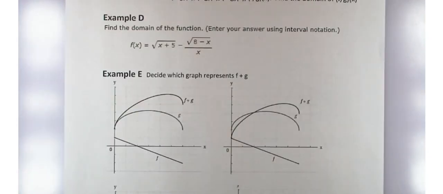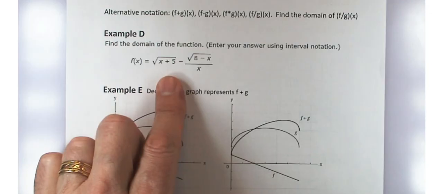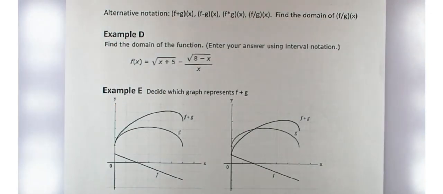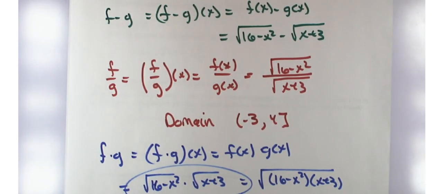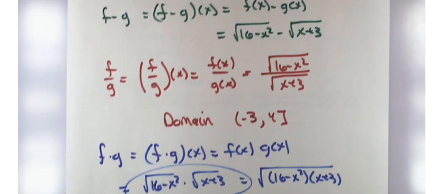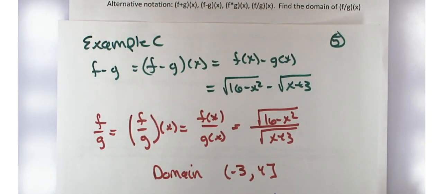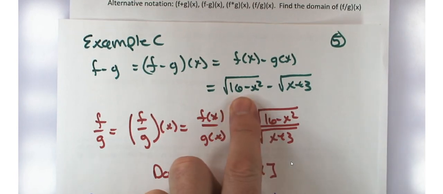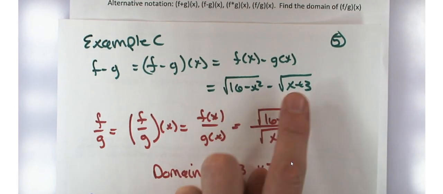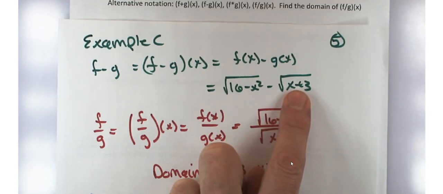Let's take a look at D. Your chance to decide, did you pick up what I wanted you to out of these last two examples? Mag, did you say earlier that the domain of f minus g was the same as f plus g? Should be, yeah. Let's take a look here. Well, it has the same restrictions. This is only defined between -4 and 4. This is defined from -3 to infinity.